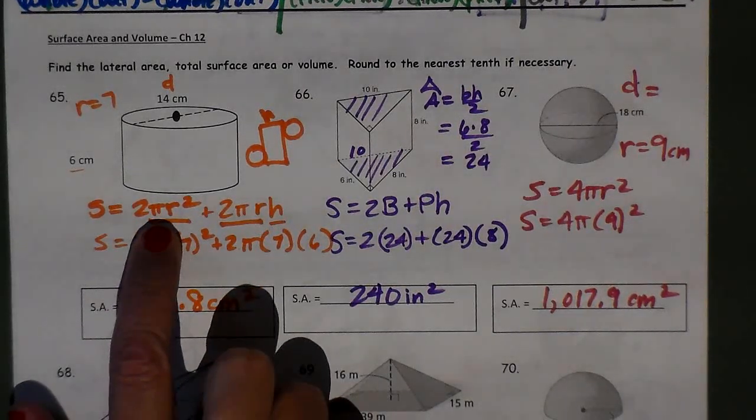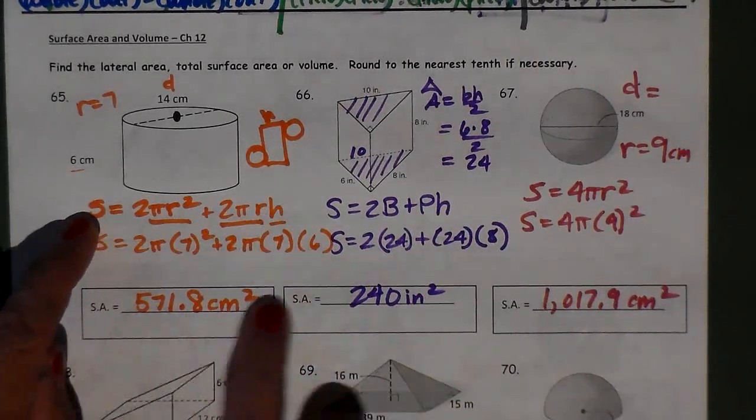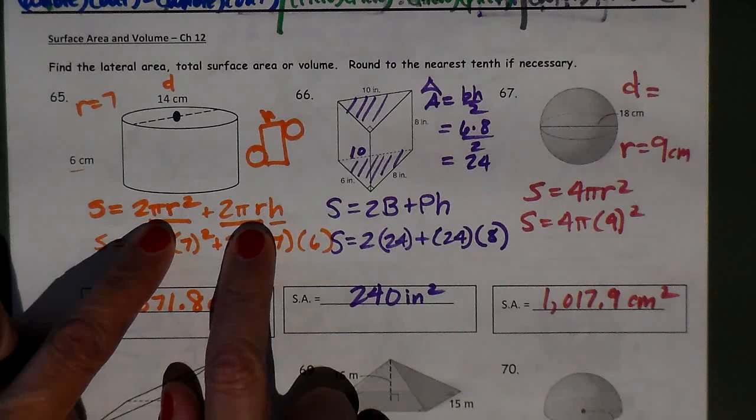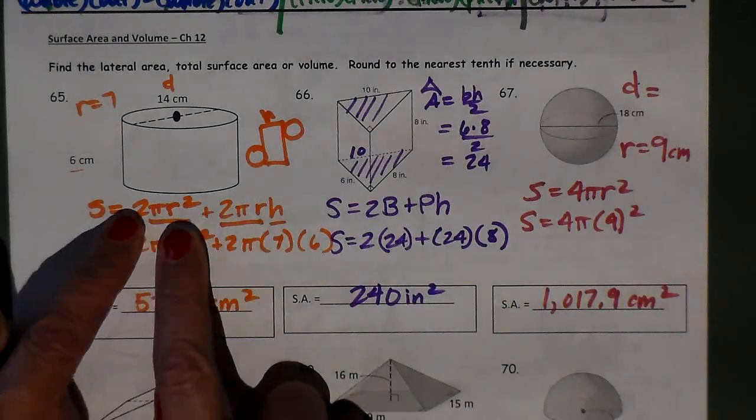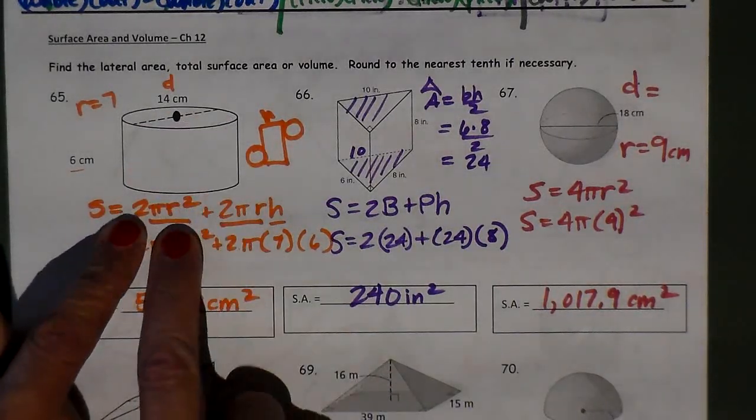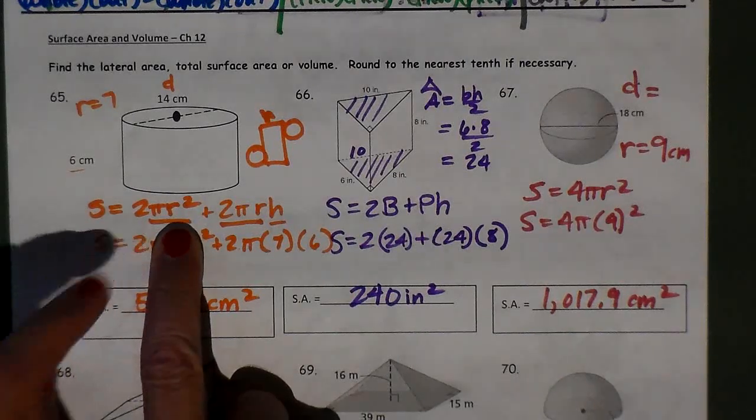So 2 pi r squared is the two circles. If we would do the total surface area, which is what we're doing here, 2 pi r squared plus 2 pi rh. Pi r squared is the area of one circle, and we've got two of them, which is where the 2 pi r squared comes from.